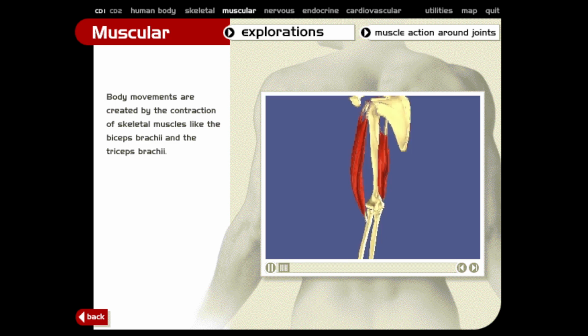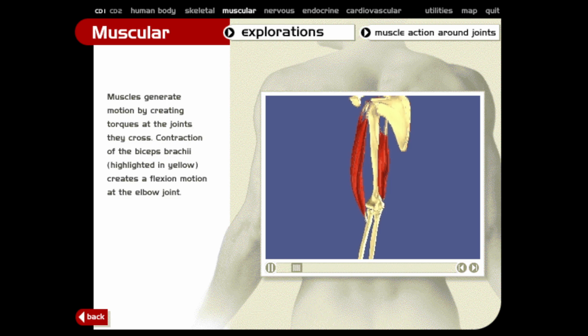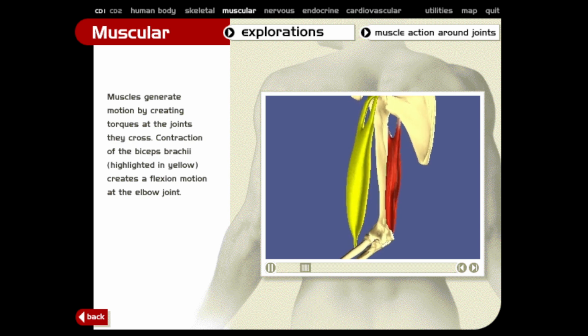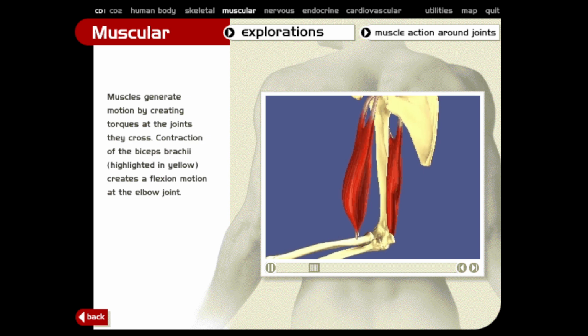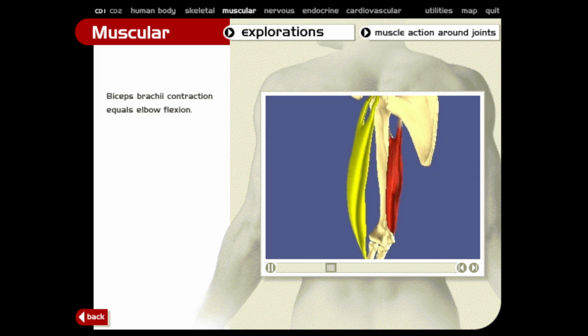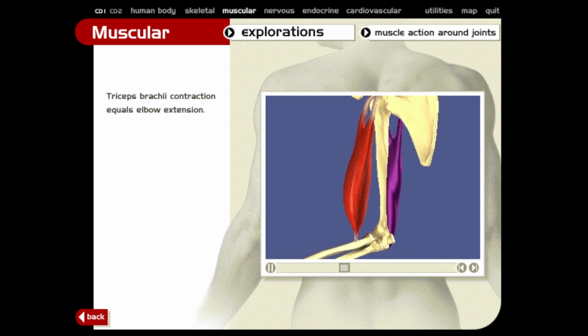Body movements are created by the contraction of skeletal muscles like the biceps brachii and the triceps brachii. Muscles generate motion by creating torques at the joints they cross. Contraction of the biceps brachii, highlighted in yellow, creates a flexion motion at the elbow joint. Contraction of the triceps brachii, highlighted in purple, creates an extension motion at the elbow joint. Biceps brachii contraction equals elbow flexion. Triceps brachii contraction equals elbow extension.